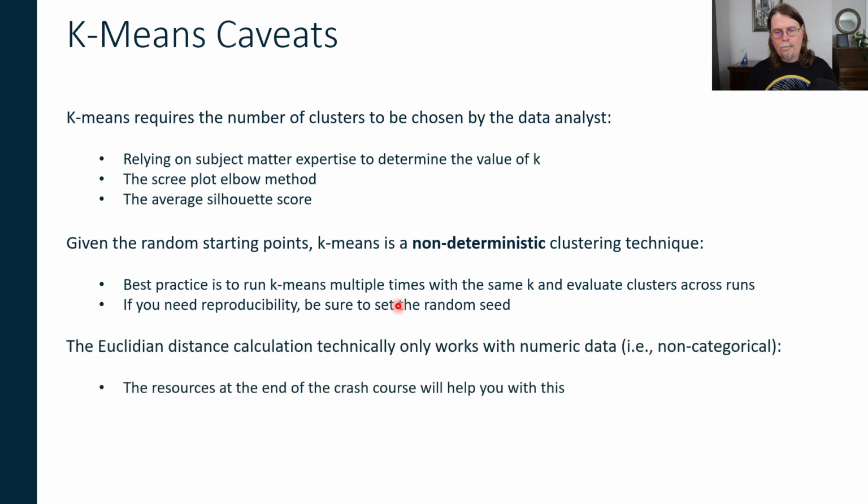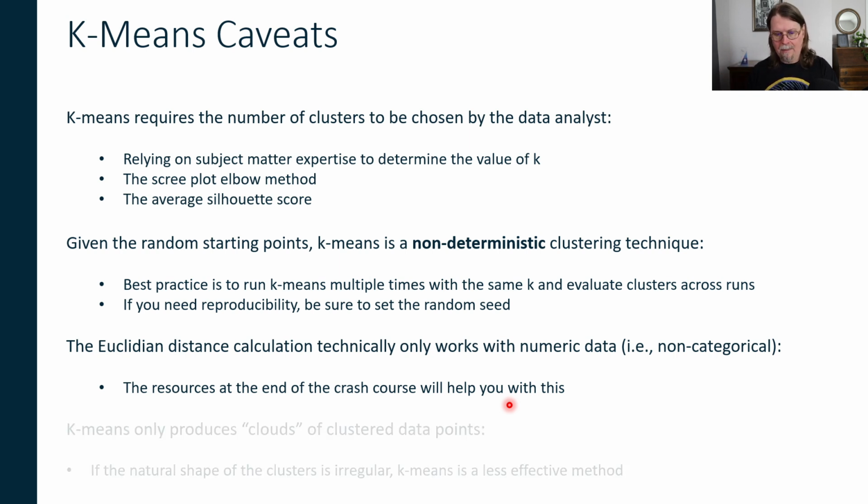Another caveat of k-means is that it only works with Euclidean distance. Let me back up. By default, k-means typically uses Euclidean distance. Euclidean distance only works with numeric data. It doesn't work with categorical data. Some resources at the end of the crash course will help you if you have categorical data that you would like to include in your k-means cluster analysis. But technically speaking, most of the distance calculations, including Euclidean distance, commonly used with k-means, do not work with categorical data.